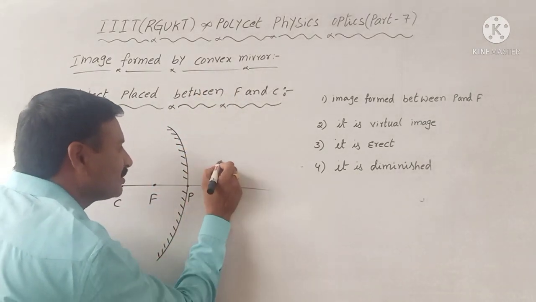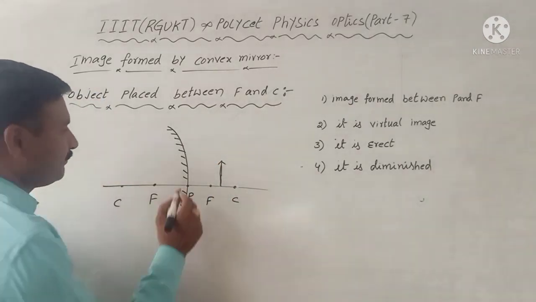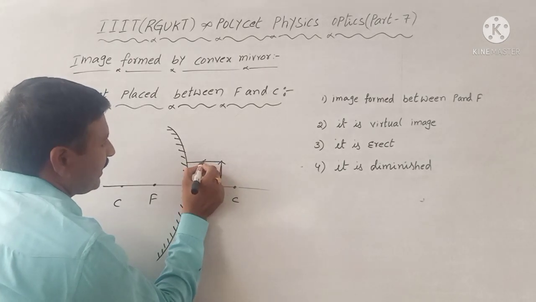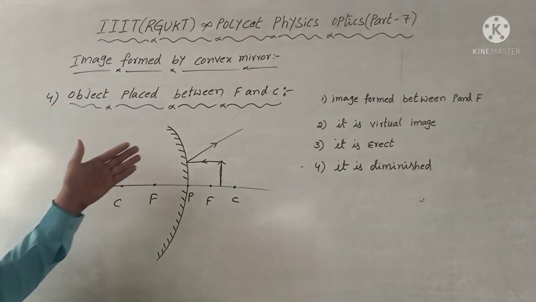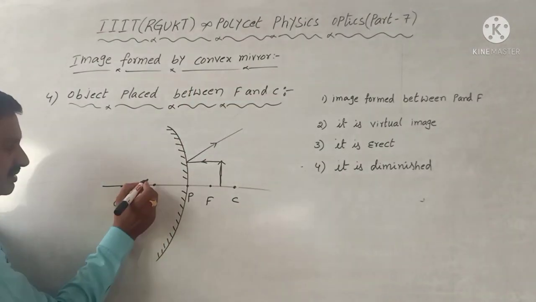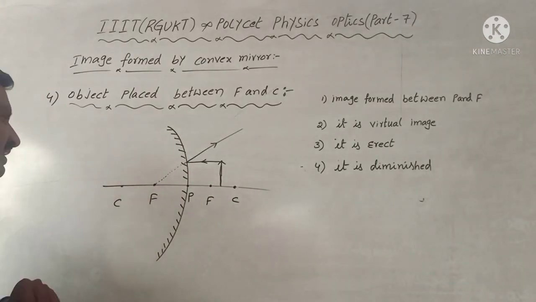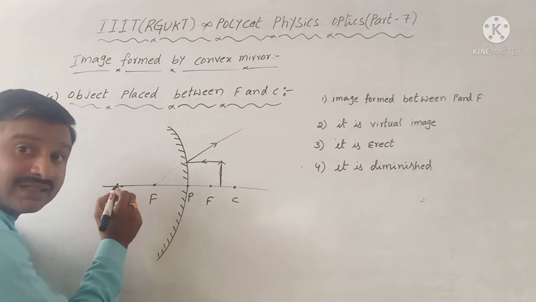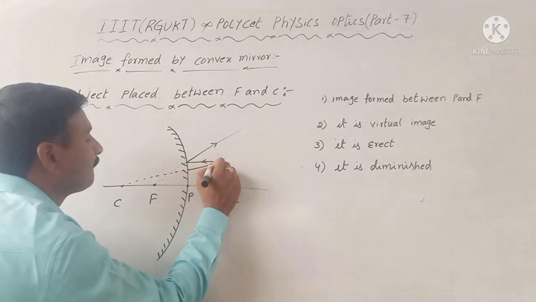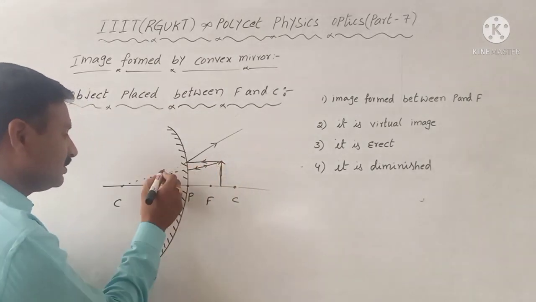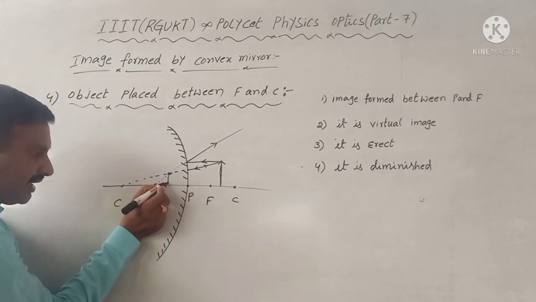So here we have the object. Again, first one: a ray passing parallel to principal axis, after reflection, passes through focus. So these extended light rays meet on focus. Next, again we take rule 3. Rule 3 means a ray passing. Where the two lines are intersecting, again the image is formed.